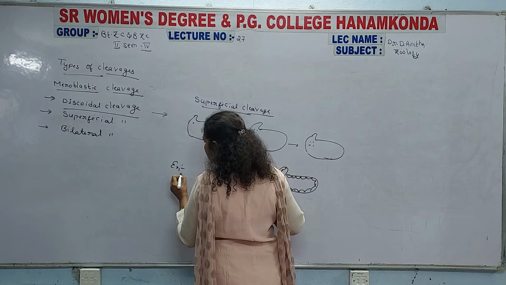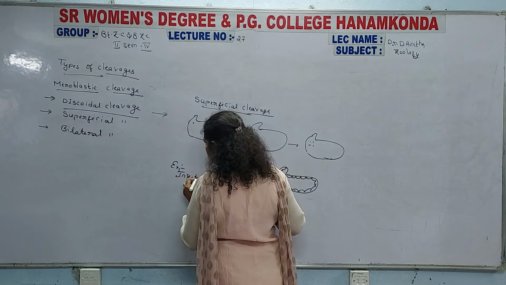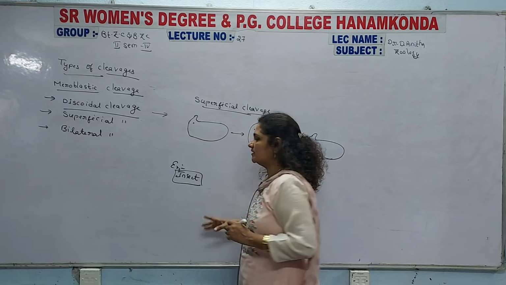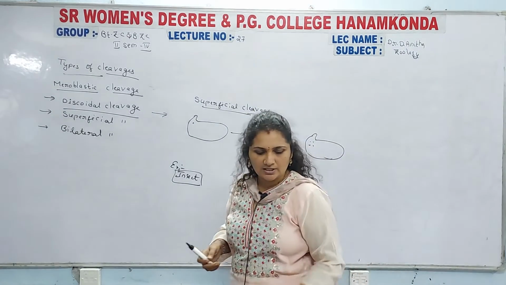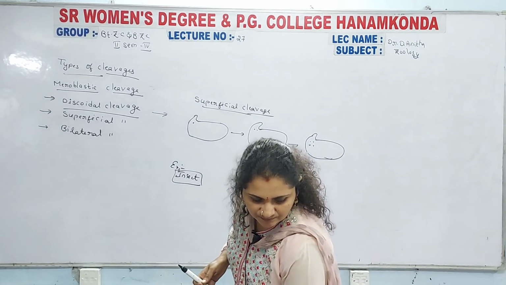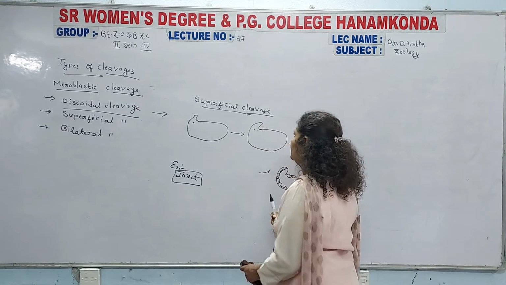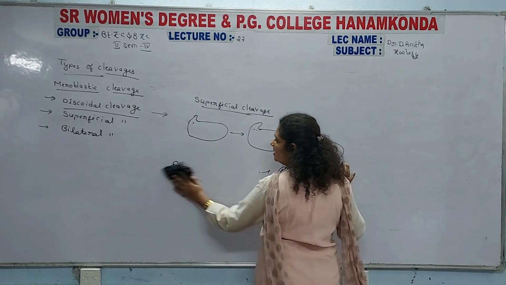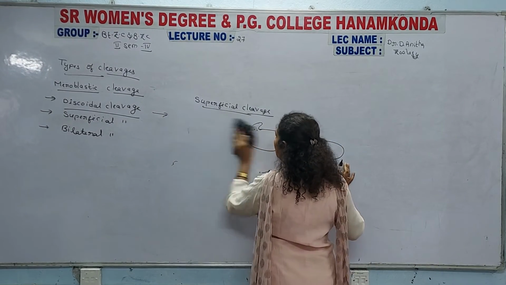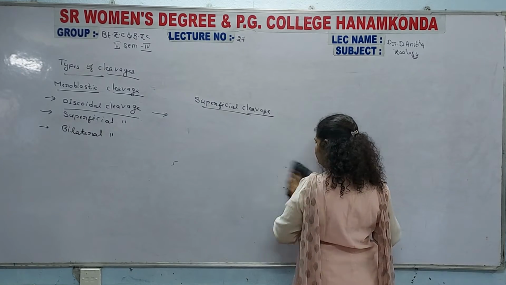Insect eggs are the main example for this. It happens only inside insect eggs. That is the superficial cleavage, and next the bilateral meroblastic cleavage.